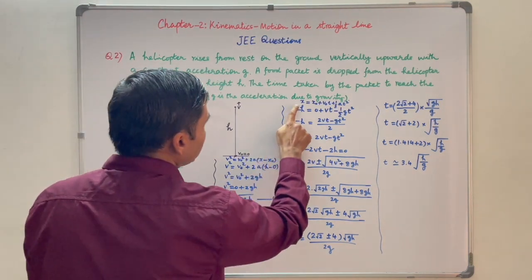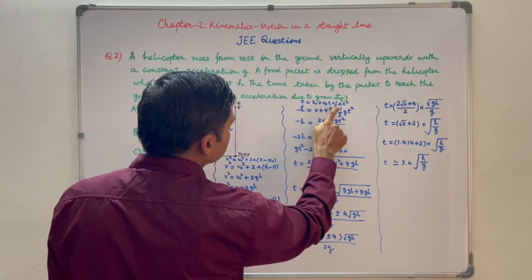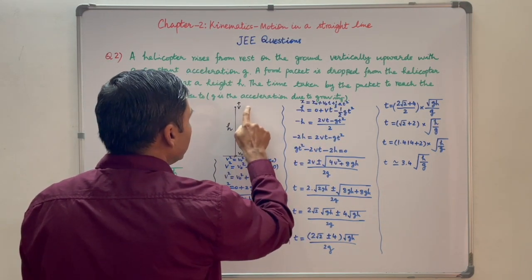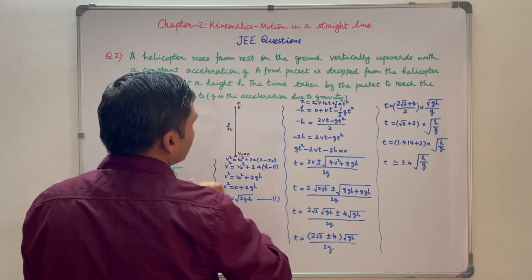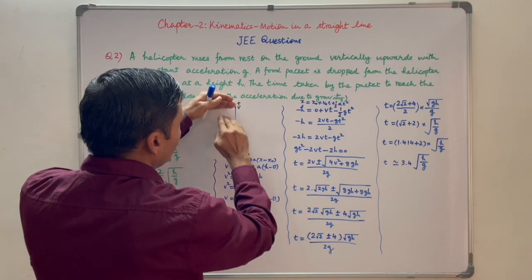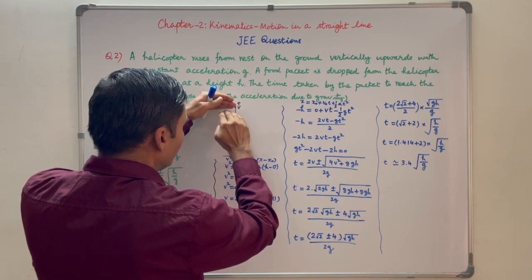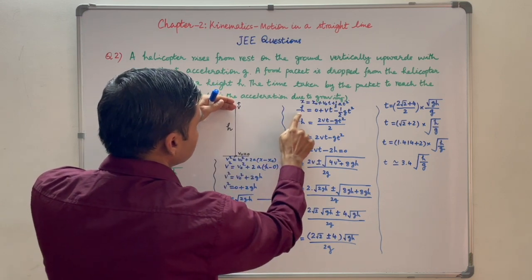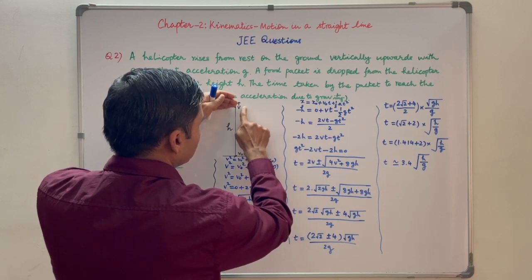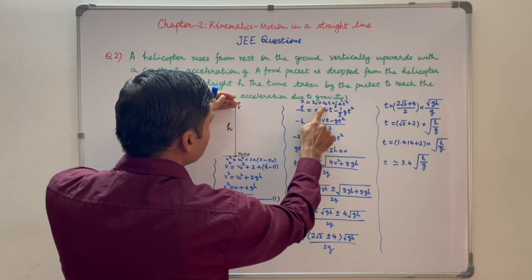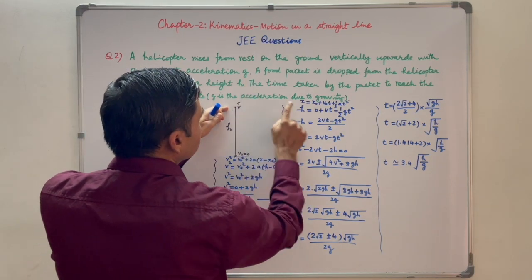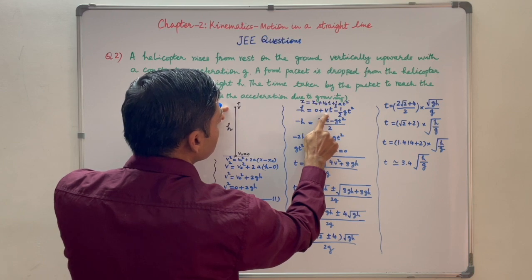Now we will use x equal to x0 plus v0t plus half at square. This formula is used to calculate the time taken by the food packet to reach the ground. Now this is our reference point. So x equal to minus h, because the food packet is coming down. So minus h is equal to, now x0 is 0, the food packet is starting from here. And v0 is equal to v, which we have just calculated, and its direction was upwards.